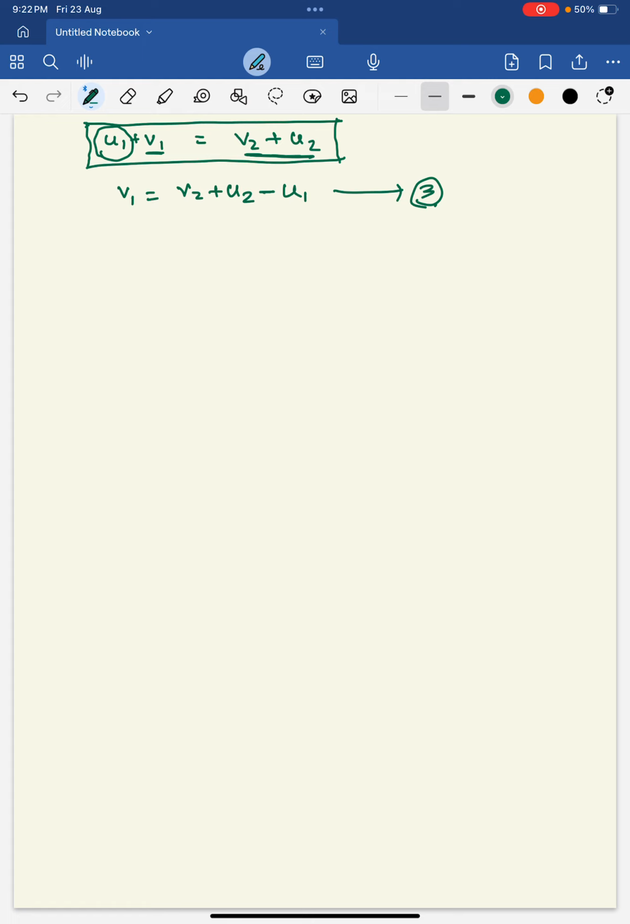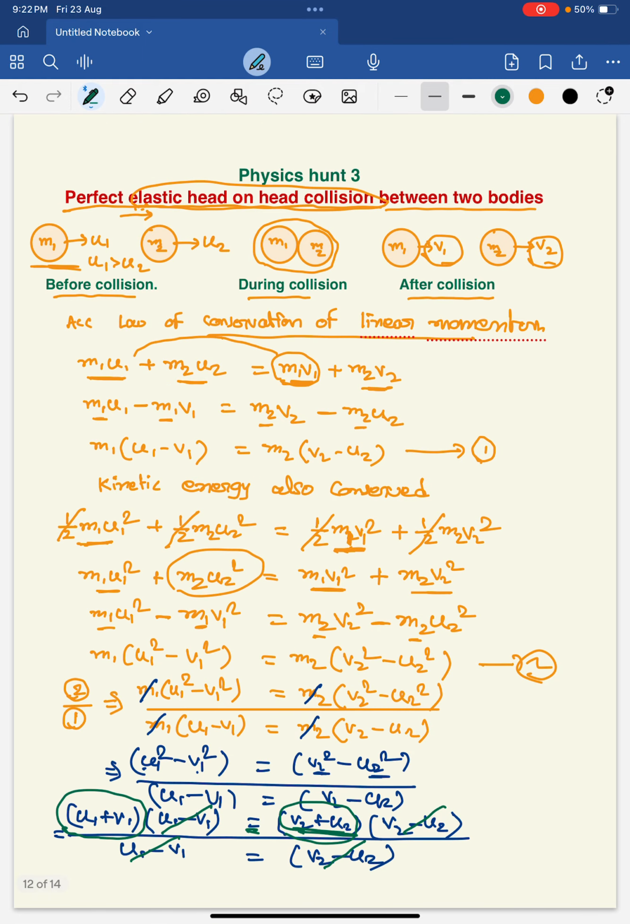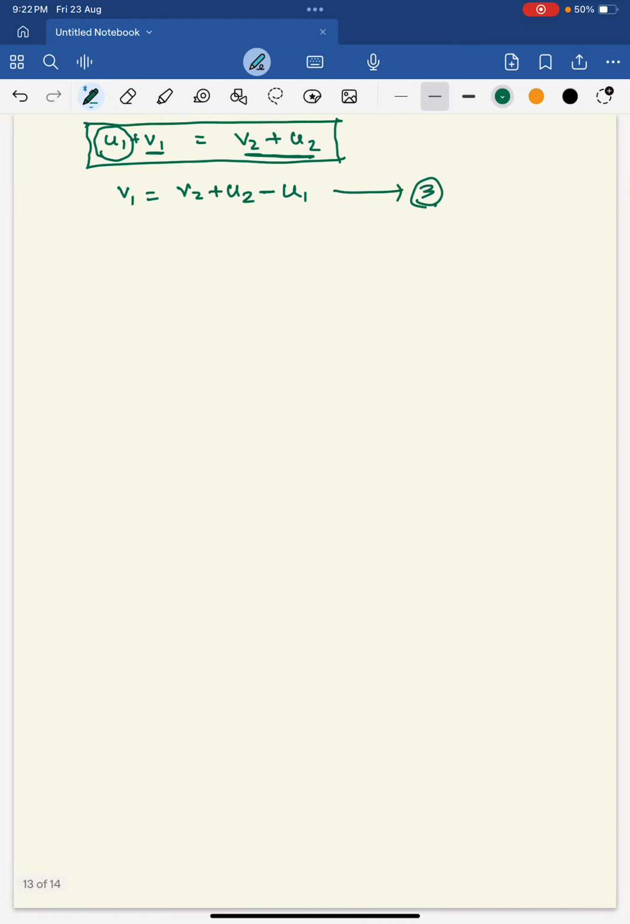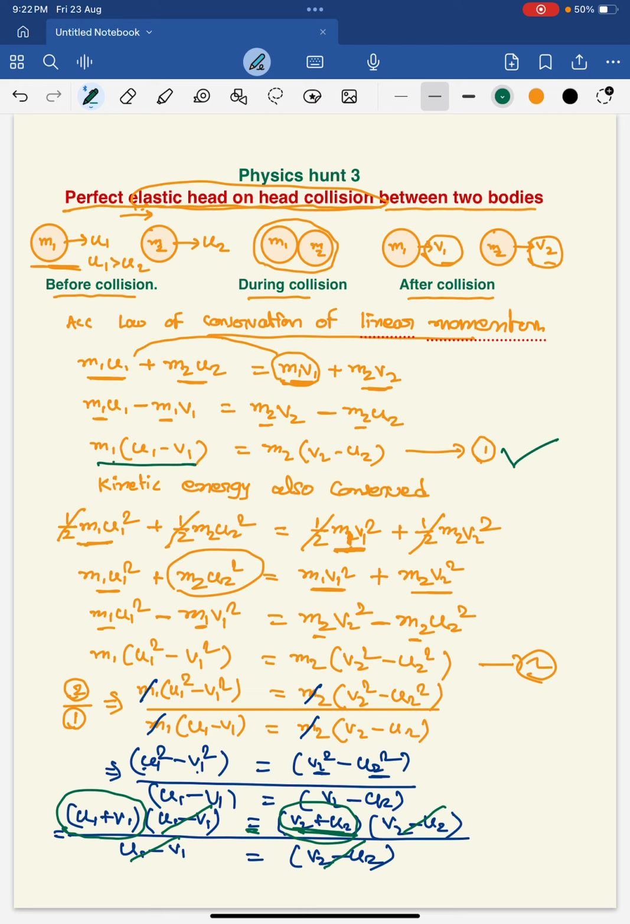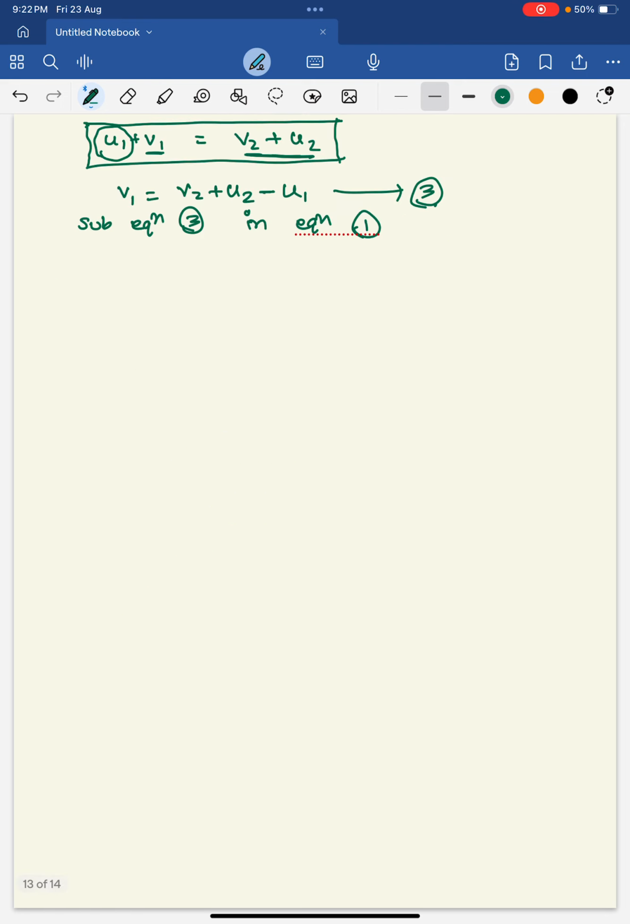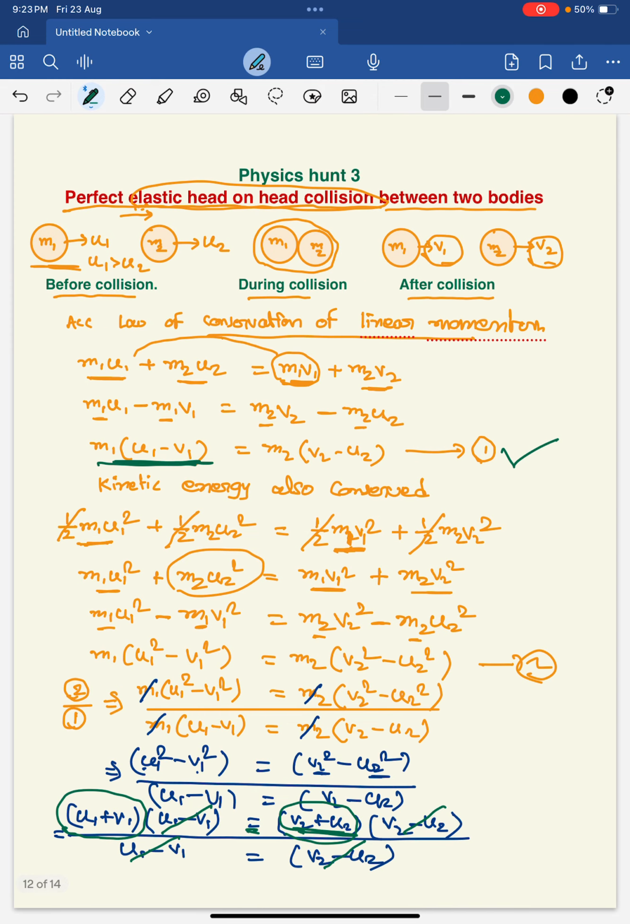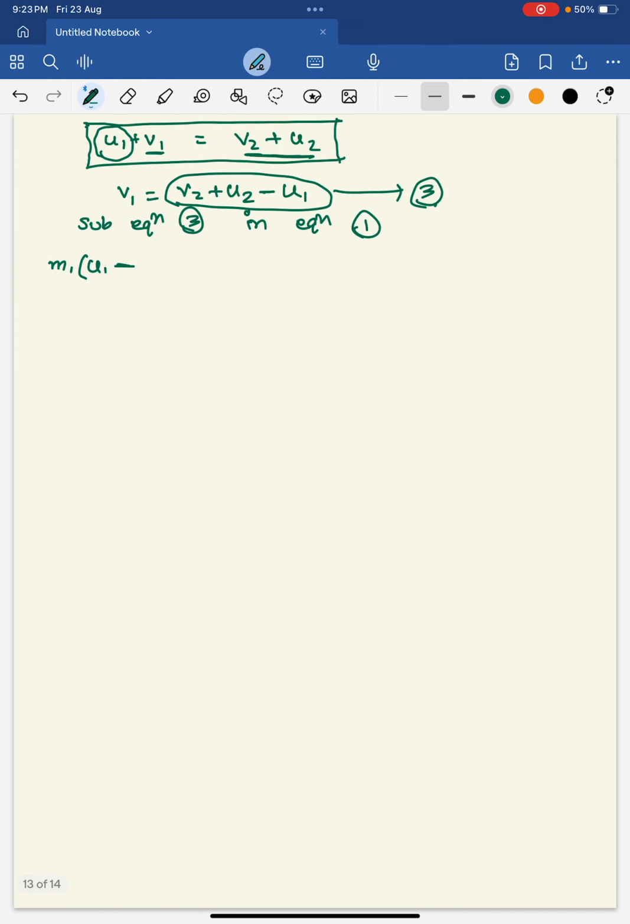Now what I'm doing here, this equation 3, I'm going to substitute in equation 1. So I'm writing the point here: substitute equation 3 in equation 1. What is equation 1 here? Equation 1 is M1 into U1 minus V1, right? So I'm writing here M1 into U1 minus V1. The formula is this one. So instead of this V1, I am going to substitute this formula here.